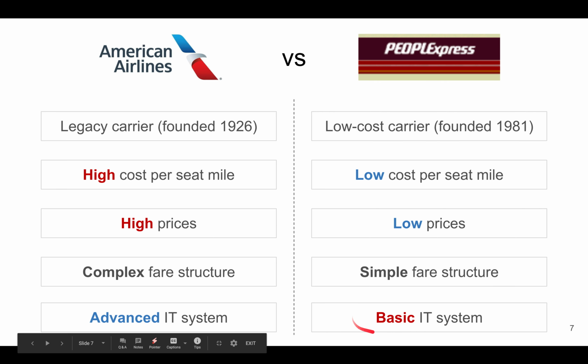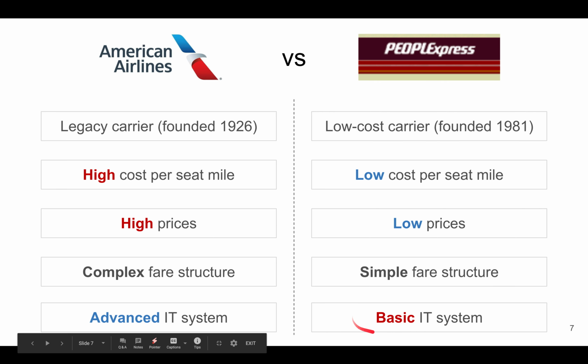So People Express was growing rapidly and stealing market share from American Airlines. And as I mentioned earlier, the root cause was that American Airlines was in a weak competitive position due to its higher costs and higher prices. So how could American Airlines compete effectively with a lower cost competitor?